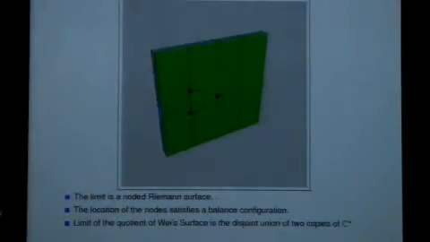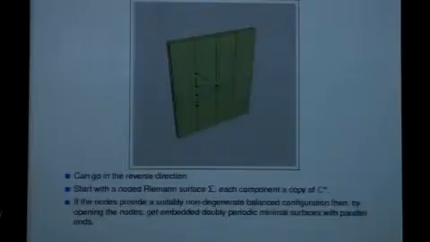And the limit of the quotient being the disjoint union of two copies of the complex plane minus the origin. So the idea was to go in the reverse direction. Start with a noded Riemann surface, having the nodes satisfy a suitably non-degenerate balance equation or configuration, then open up the nodes to get a doubly periodic surface. So here was, with this one, what it might look like when we open it up.